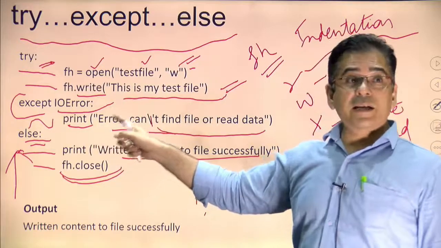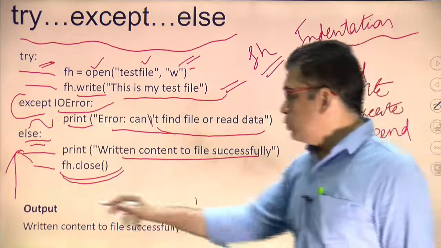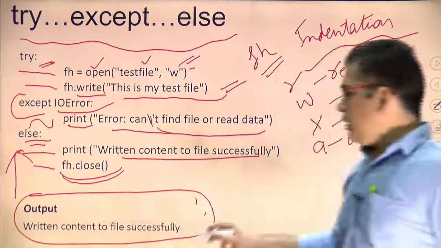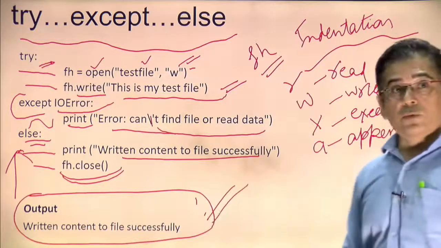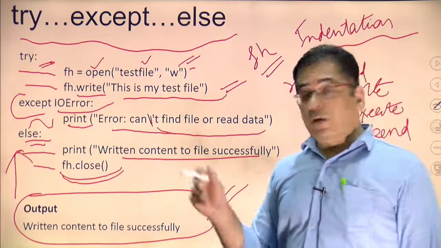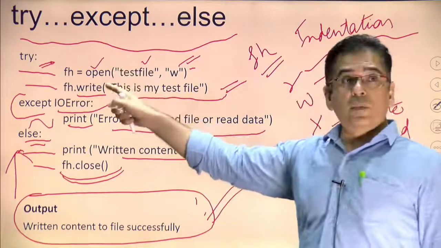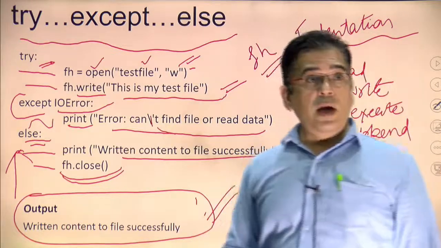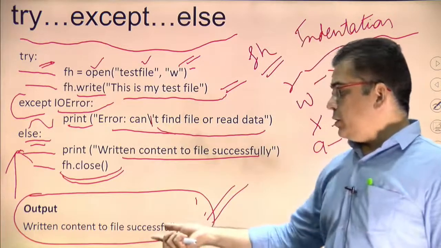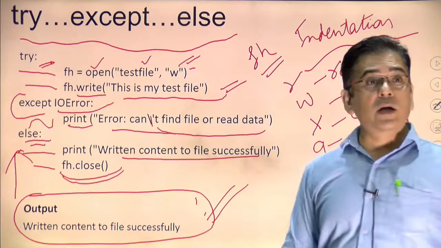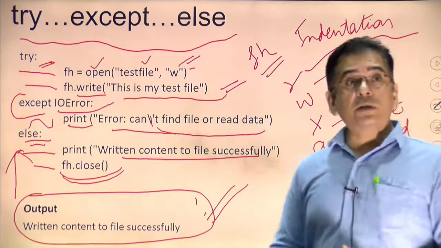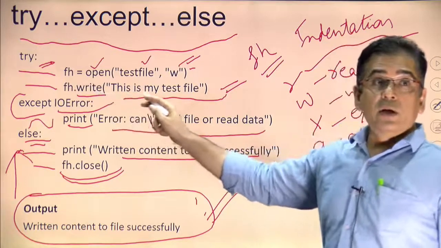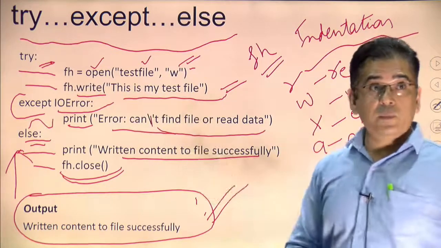and no exception handled by the except block. Here the output shown on the screen when I executed this program was: written content to the file successfully. It means there was no error in these two statements, so the except block is not executed, and the output displayed here is: written content to the file successfully. And what contents are written to the file? That can be checked from this fh.write: this is my test file.